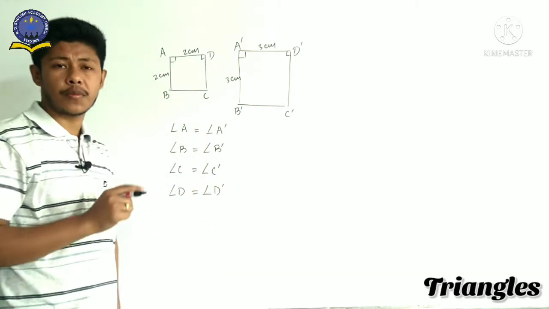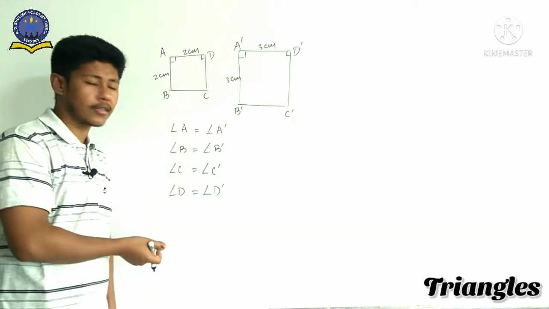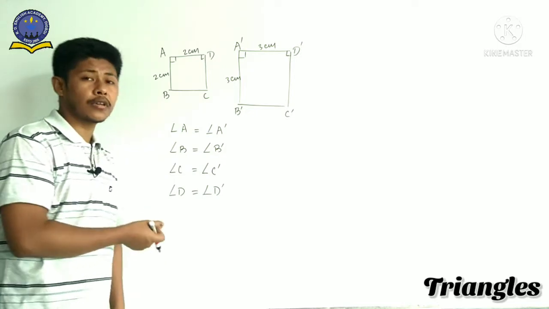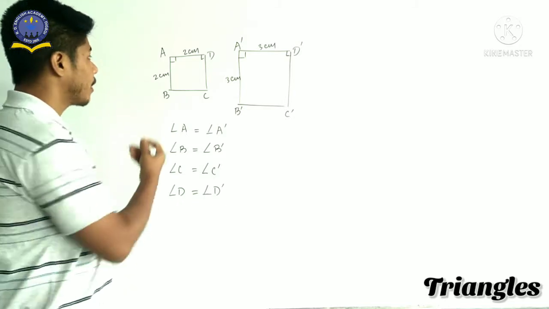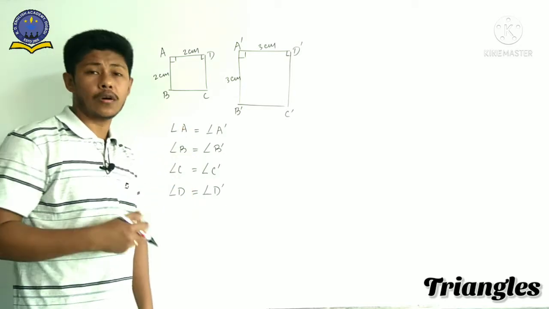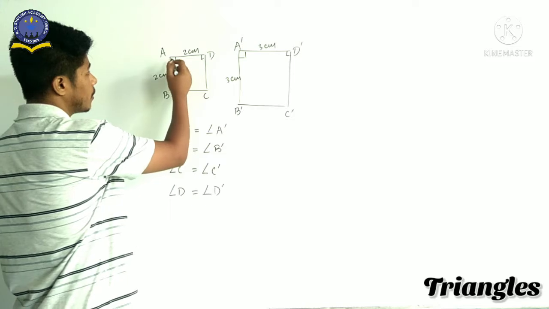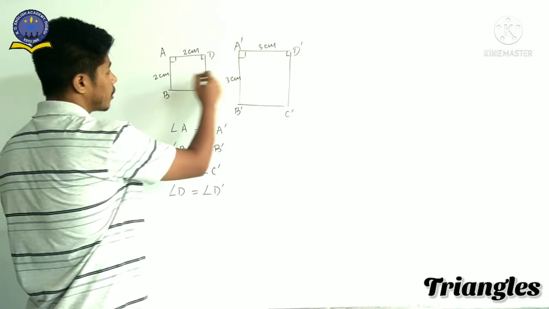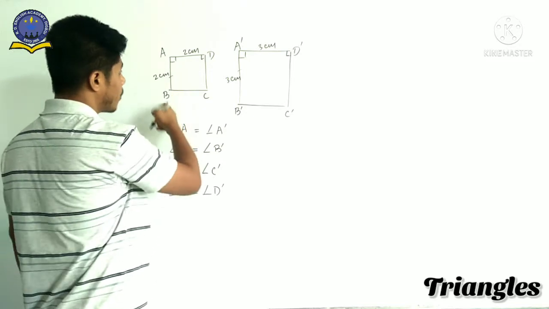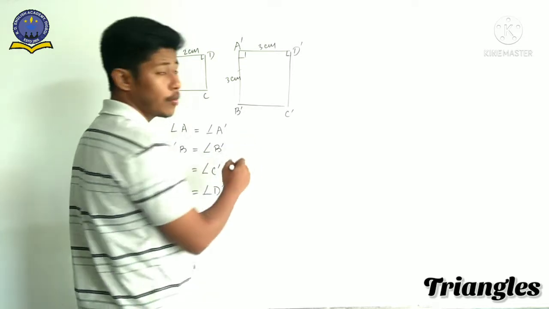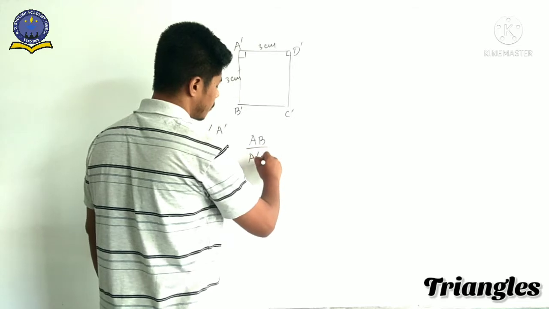So the first property is this one. When two figures are similar, then their corresponding angles are always equal. Another property is here. The property is what? The ratio of their corresponding sides are also equal. That means the side AB has the corresponding side A dash B dash. So the ratio of these two sides, AB by A dash B dash.